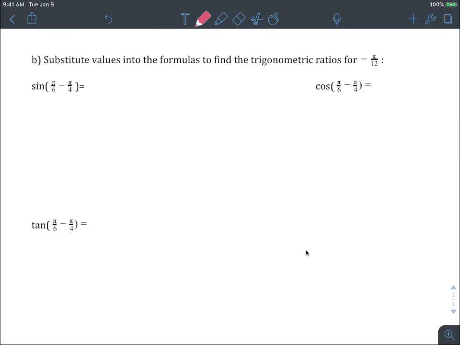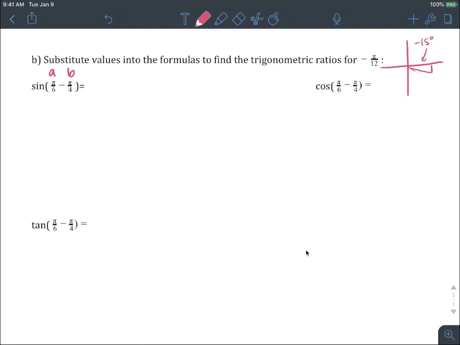So we're going to straight substitute, so we're going to find the trig ratios for negative pi over 12. So if I look at the triangle, that's going to be right here. That's basically negative 15 degrees. We don't know much about negative 15 degrees, but I do know a lot about pi over 6 and pi over 4. So we have formulas to help us solve for the new angle. Okay, so we're going to call this angle A and angle B.